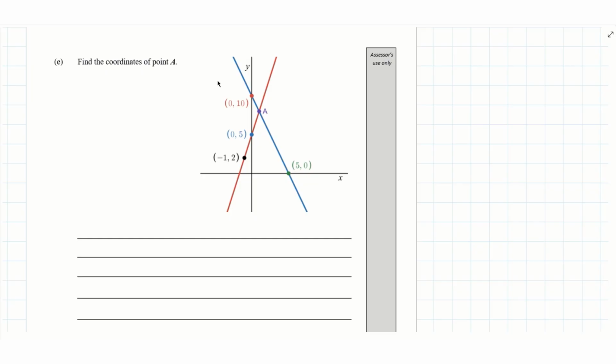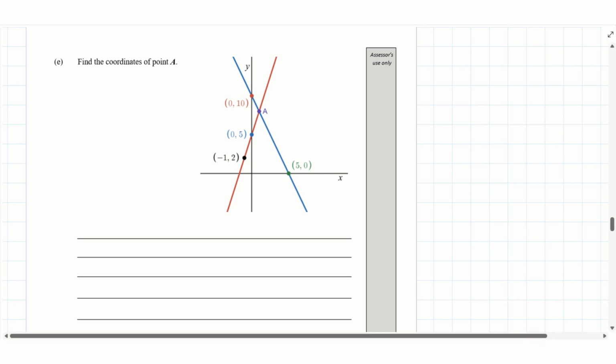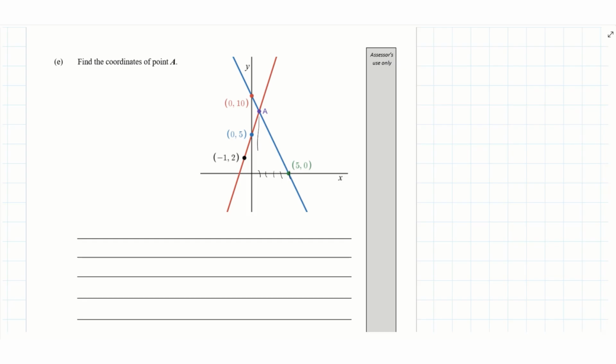This question is pretty straightforward in the way that it's asking us, right? Find the coordinates of point A. Now, some of you will have looked at this and you'll be like, well, if we put some sections in, 1, 2, 3, 4, 5, this is at that one level. And then I'm going to put 5, 6, 7, 8, 9, 10.